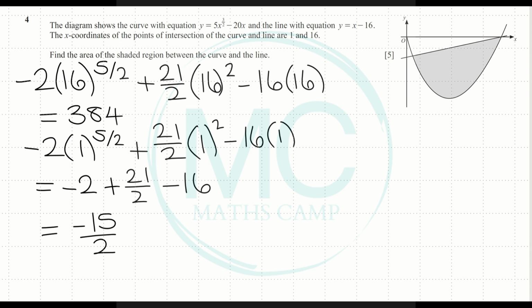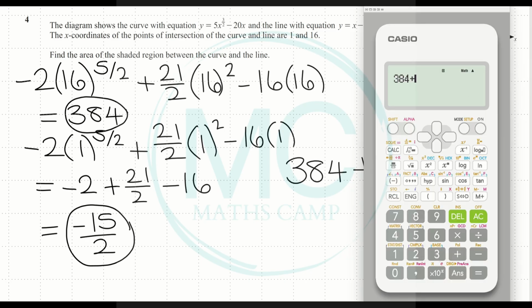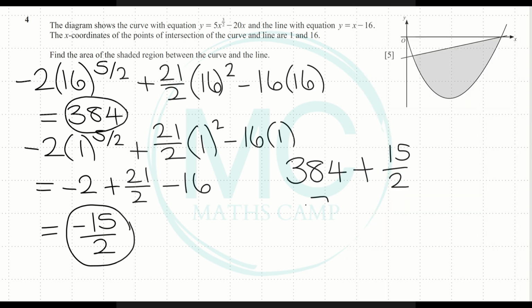To find the shaded area, all we need to do is subtract the lower value we've just found from the higher one. Our higher value is 384 and our lower is negative 15 over 2. So we can say 384 minus negative 15 over 2. Take your calculator. 384 plus 15 over 2 is equal to 783 over 2. This is our shaded area.